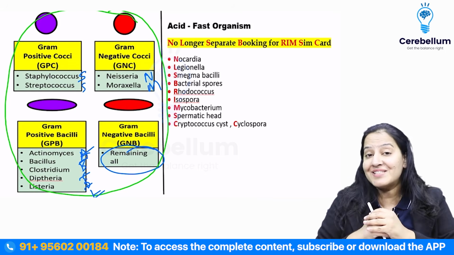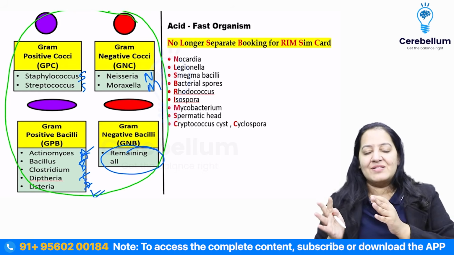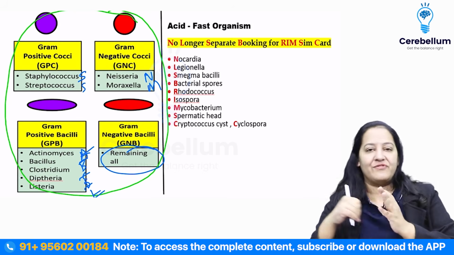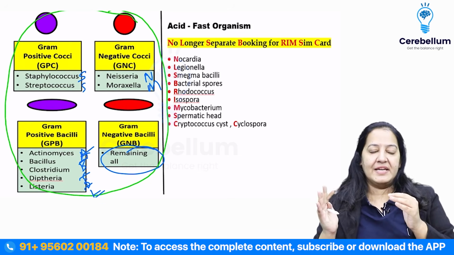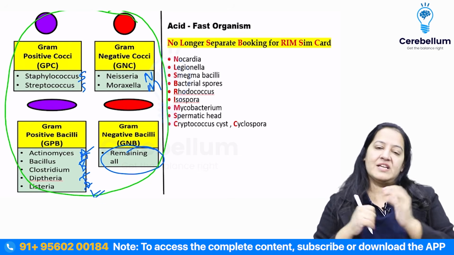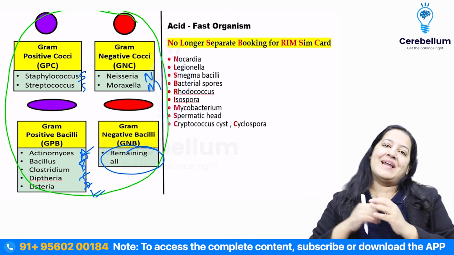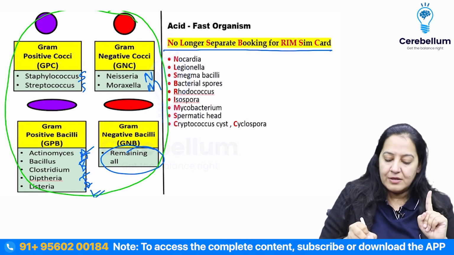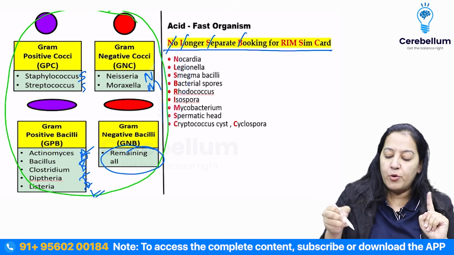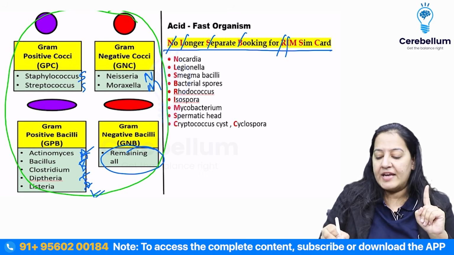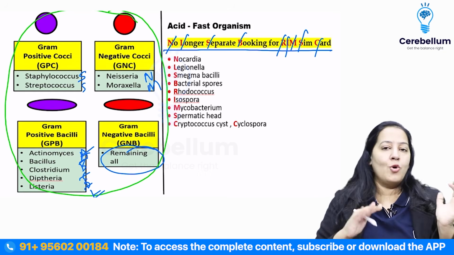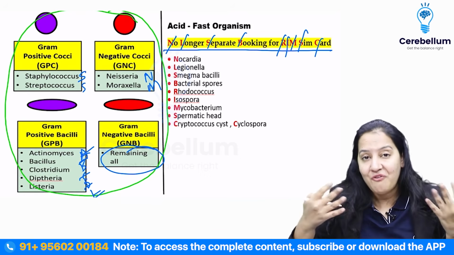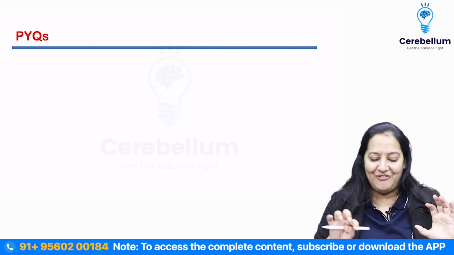But what about acid-fast staining? In acid-fast staining, we have only 2 categories: the acid-fast organism and non-acid-fast organism. So, out of the 2 categories, you have to learn the list of acid-fast organism. Remaining all will be non-acid-fast. So, in acid-fast, we have seen the mnemonic. The mnemonic is "no longer separate booking for RIM, R-I-M, RIM SIM card." It's a mnemonic, you know. Now, try to see the full form. Again and again, we have discussed the full form, right?